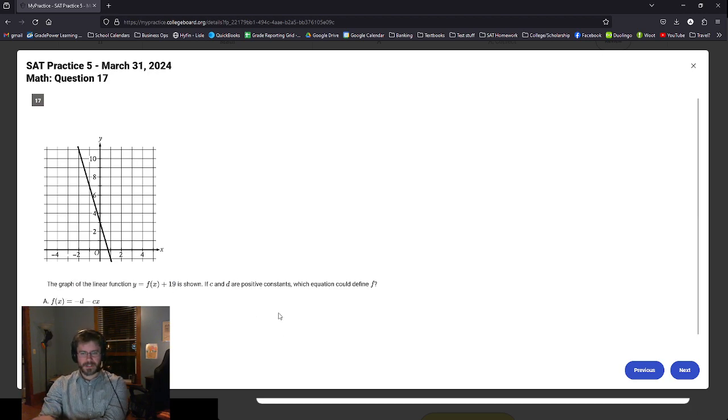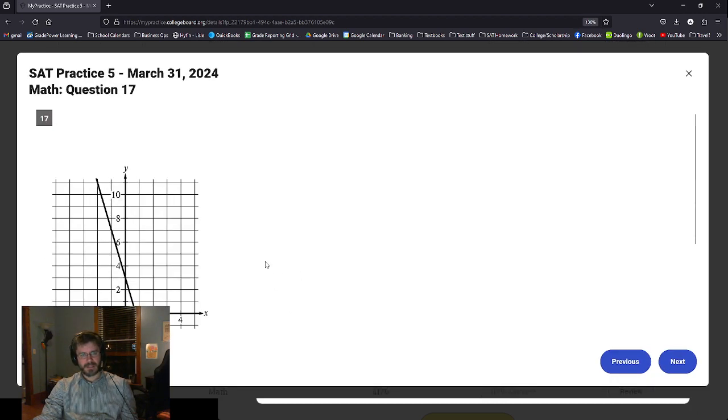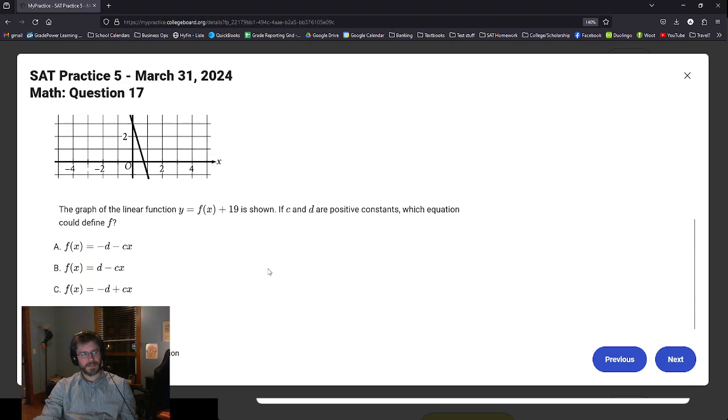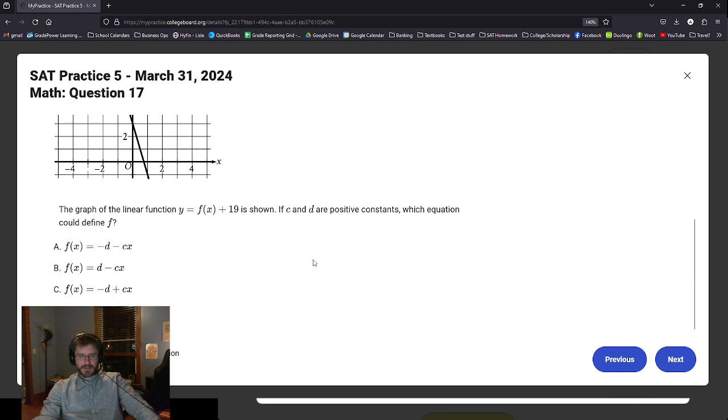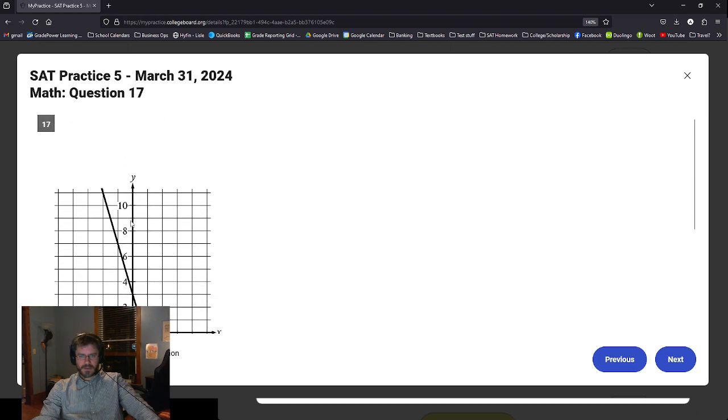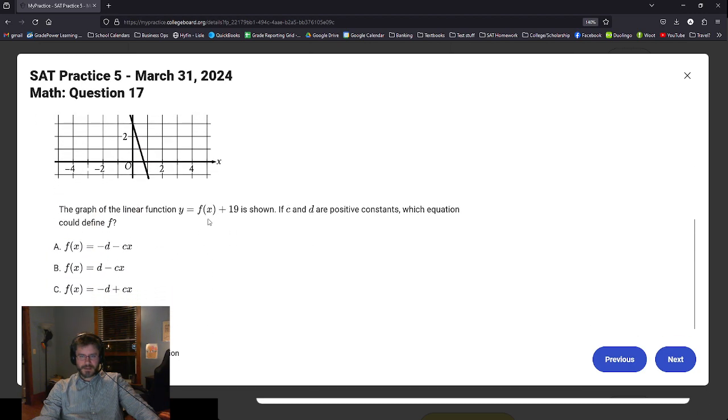Graph of the linear function is shown. C and D are positive numbers. That's all the word constant means. Make this bigger so you guys can see it again. So if they're positive, we know the slope needs to be negative. So we need to have a minus cx, so it's either A or B. I said it had to be B because we knew that the y-intercept has to be positive because it's plus 19. So why is it not B?